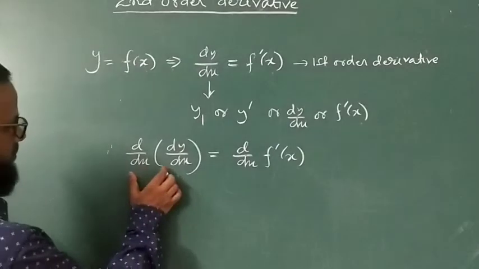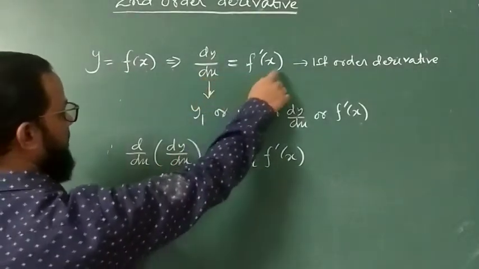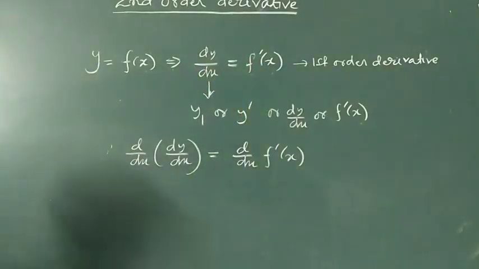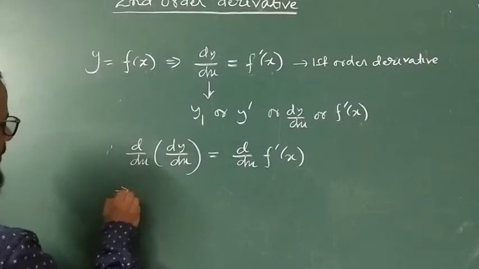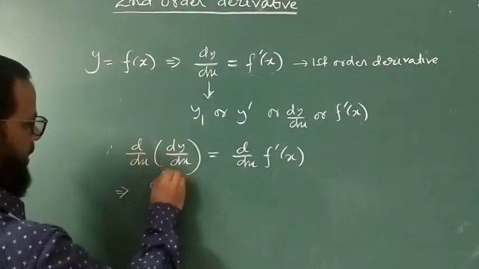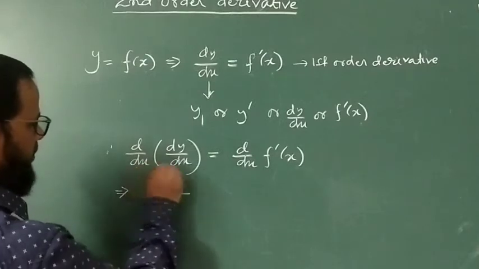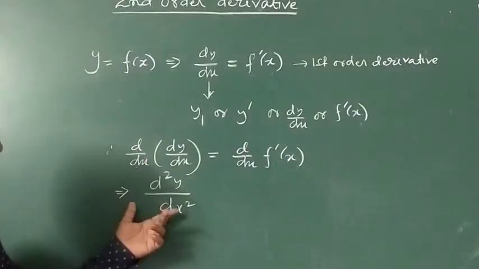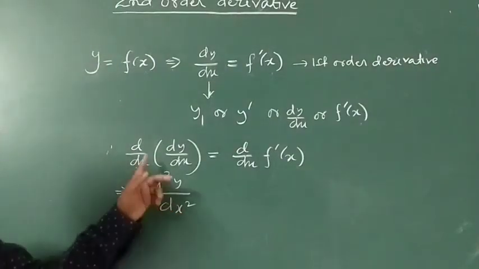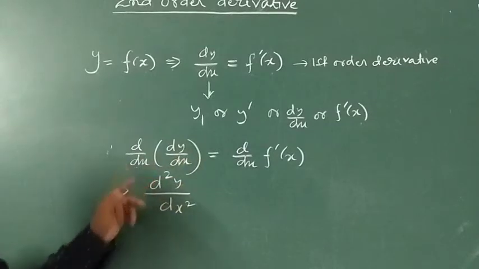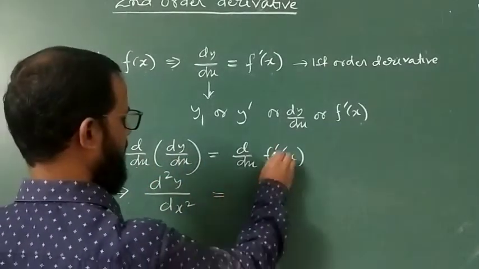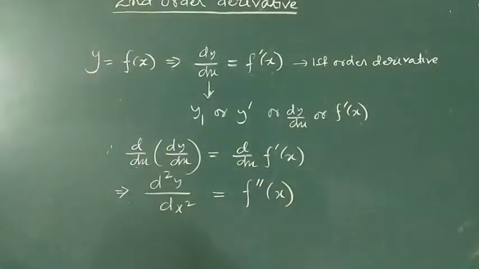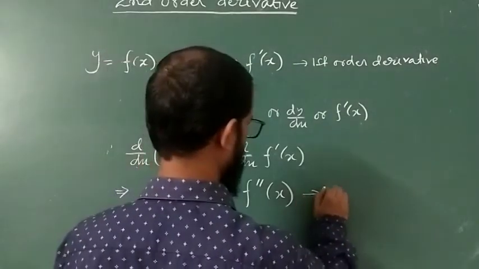So we differentiate the first order derivative, after getting dy by dx or f dash x, again with respect to x, and this particular expression is denoted by the symbol d2y upon dx2, not d square. It means the derivative of dy by dx with respect to x, and the right hand side will be f double dash x. This particular expression is called the second order derivative.